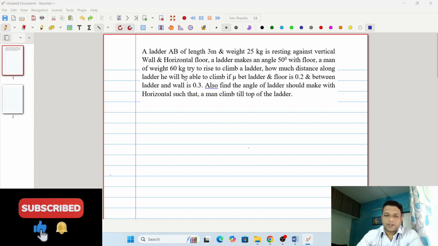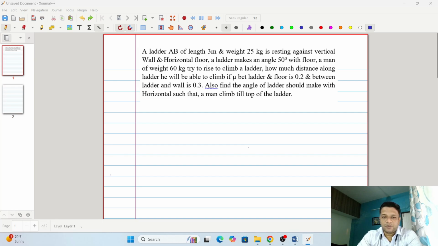So we'll start with the question. A ladder AB of length 3 meter and weight 25 kg is resting against a vertical wall and horizontal floor. So there is a vertical wall and a horizontal floor and a ladder is resting on it. The ladder makes an angle of 50 degrees with the floor. A man of weight 60 kg tries to climb the ladder. How much distance along the ladder will he be able to climb if mu between the ladder and the floor is 0.2, and between the ladder and the wall is 0.3? Also find the angle the ladder should make with the horizontal such that the man can climb till the top of the ladder. So this is the given question.